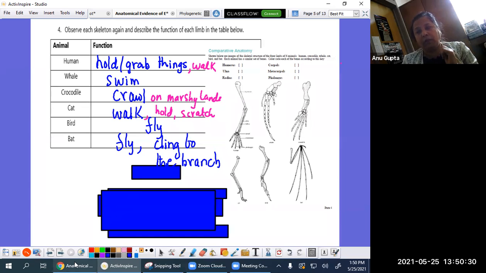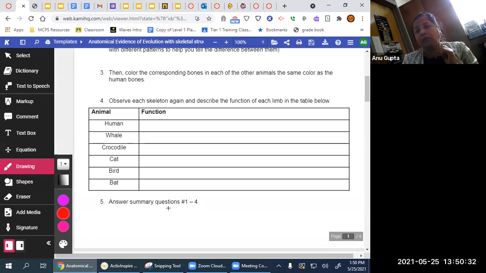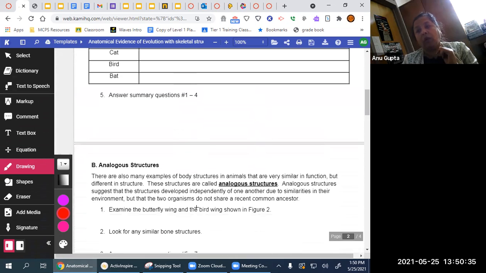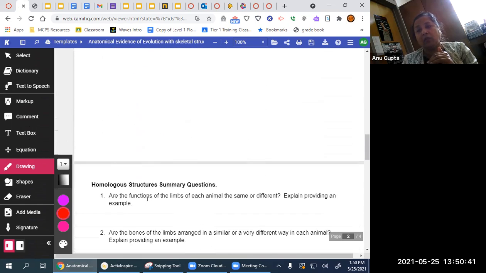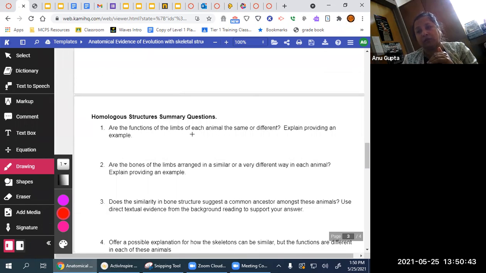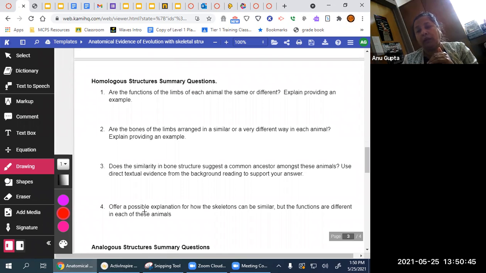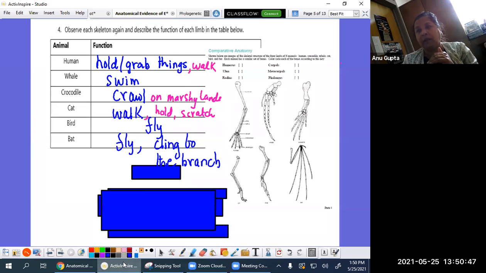After you're done with the functions, then you answer the summary questions 1 through 4. Skip this part right now because we'll come back to the homologous structures. You will be answering questions 1 through 4 of the homologous structures. So 1, 2, 3, 4, they are here. Let's look at these.